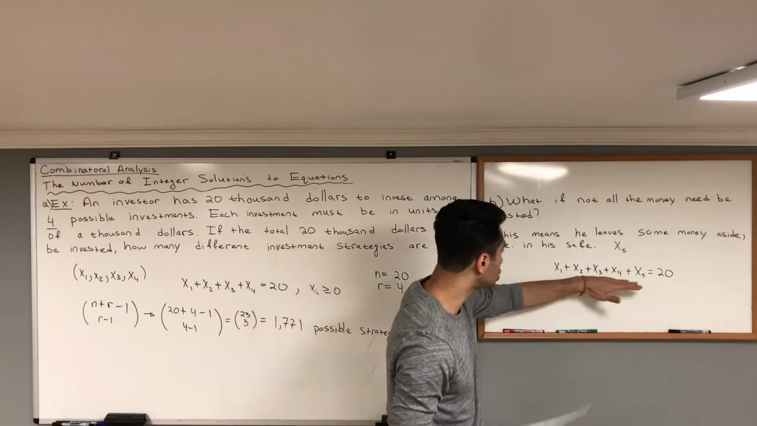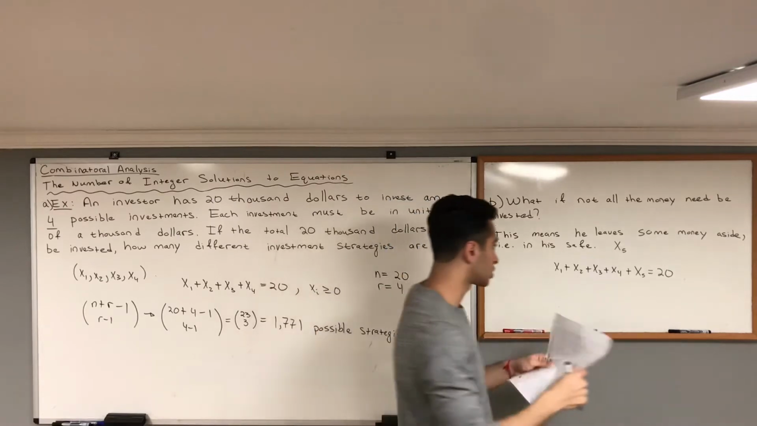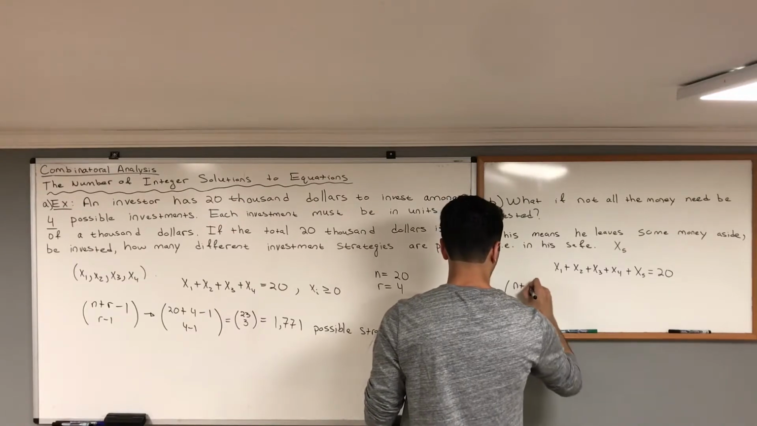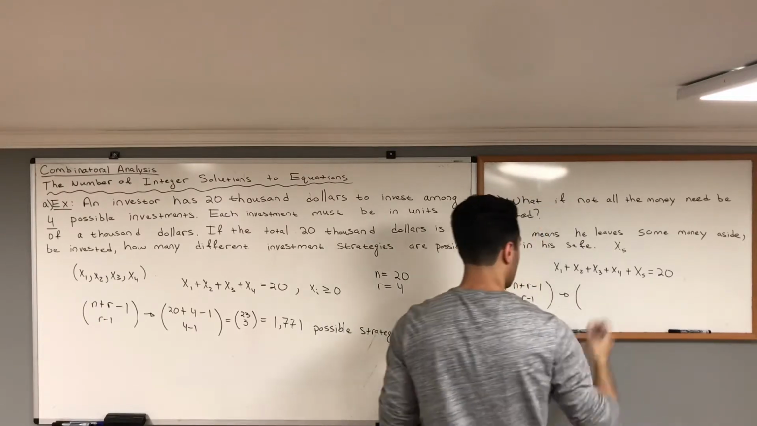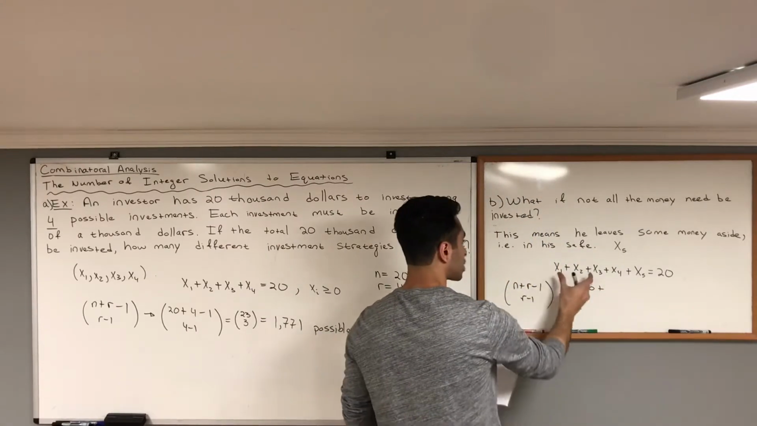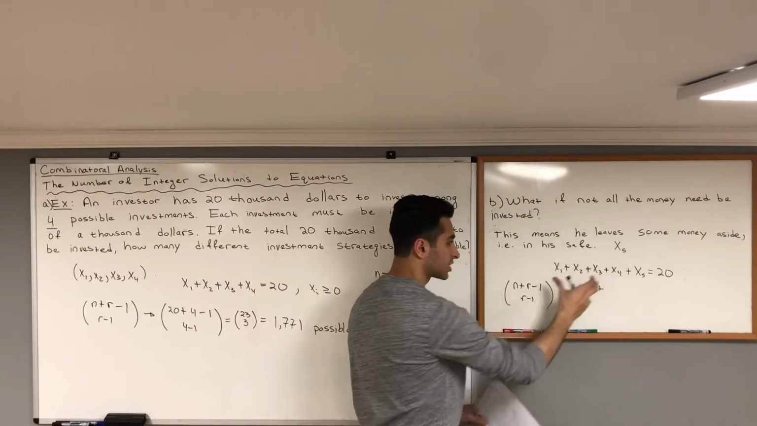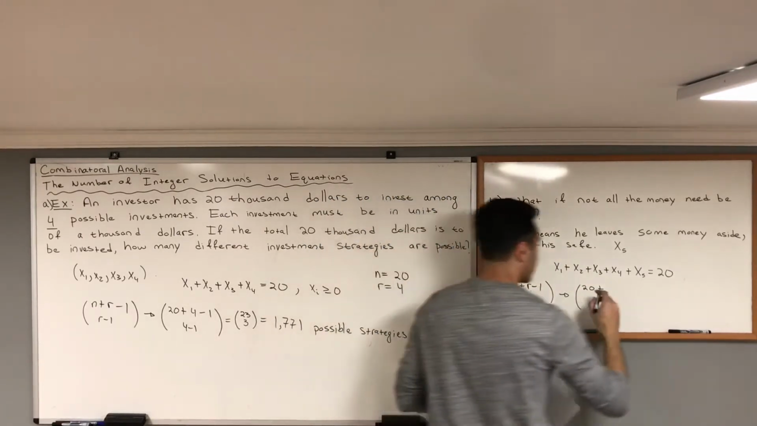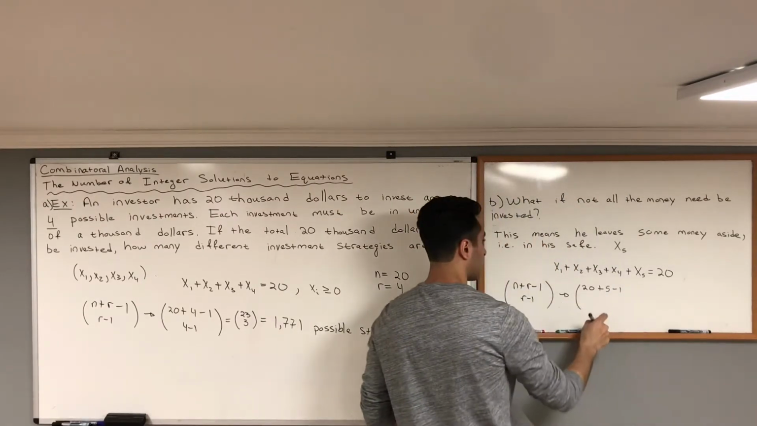And well, we still can choose 0 for any of these, right? So we're still dealing with proposition 2. So we still have n plus r minus 1 choose r minus 1. Now let's fill out the gaps again. n is still 20 plus, well, r is actually 5 now because we have 5 different groups, right? The first 4 represent our investments, and the fifth one represents the money in his safe. So r equals 5, and we always subtract the 1 there, and then 5 minus 1 on the bottom.